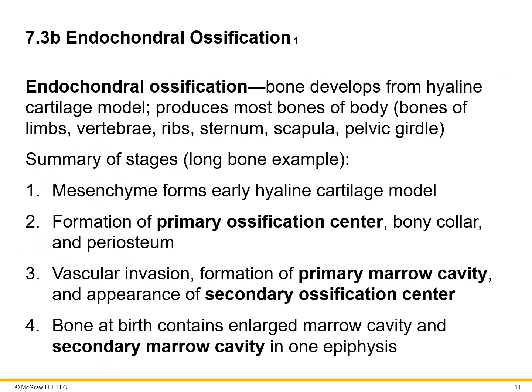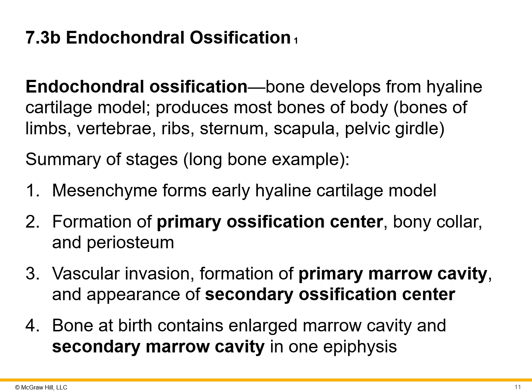Endochondral ossification is a different process in which bone develops from a pre-existing model that is composed of hyaline cartilage. This will begin around the 6th week of fetal development, and it continues into a person's 20s. This is the way most of the body's bones develop, including the vertebrae, the ribs, the sternum, the scapula, your pelvic girdle, and the bones of your limbs.